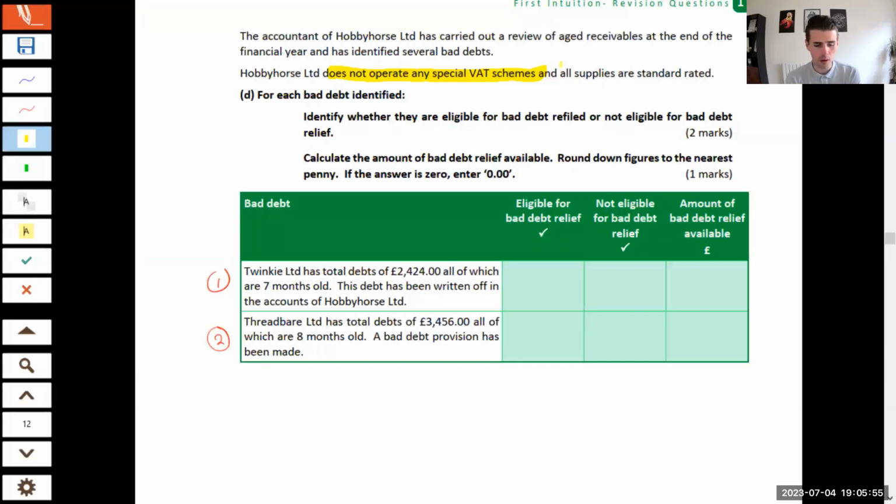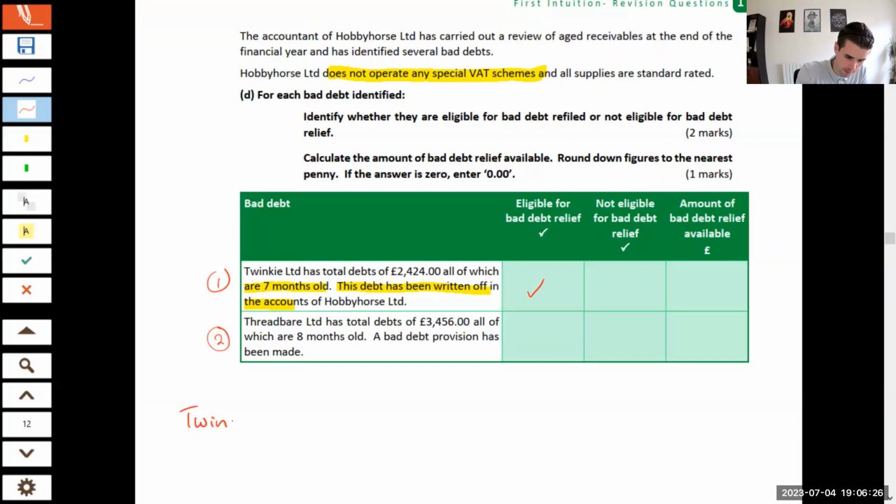So let's look at this first one. Okay, the debts are 7 months old. So it's more than 6 months and less than 4 years and 6 months. The debt's been written off in the accounts. So it's eligible, isn't it? It meets the criteria because it's within the time frame. I've met the relevant requirements in terms of writing it off. So now all I need to do is work out what amount it is.